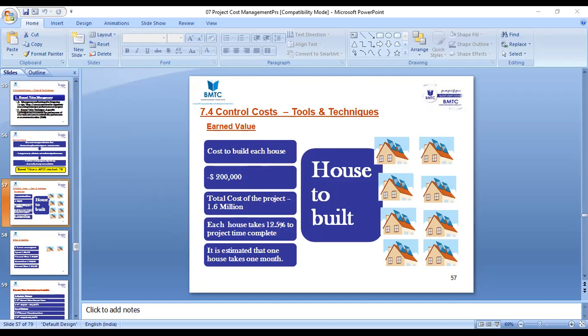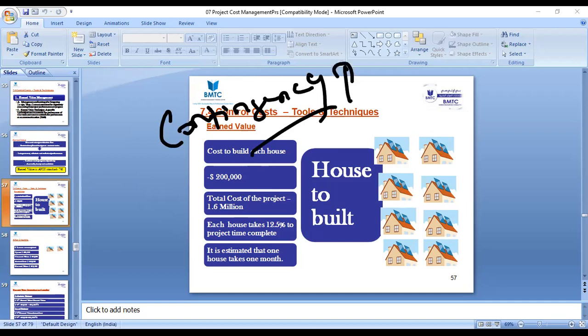So the proactive approach, after seeing the forecasting report, makes you plan the contingencies. So that is your proactive approach. You will be coming up with the contingency plans.